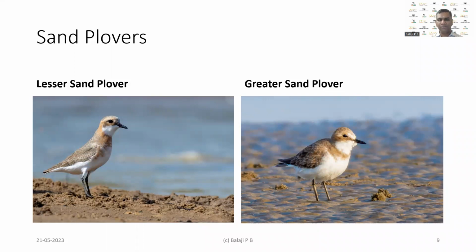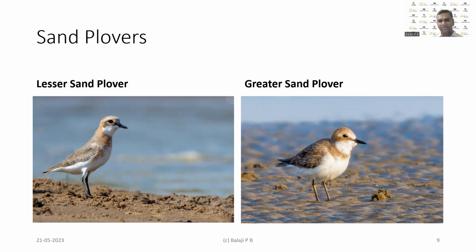But when you observe them through your binoculars or your cameras, what you can see is that lesser sand plover has dark legs, whereas the greater sand plover has yellow legs. And this is the important point that we need to keep in mind to tell these birds apart. Of course, you also have the beak shape. The greater sand plover has a slightly longer and thicker beak when compared to the lesser sand plover.